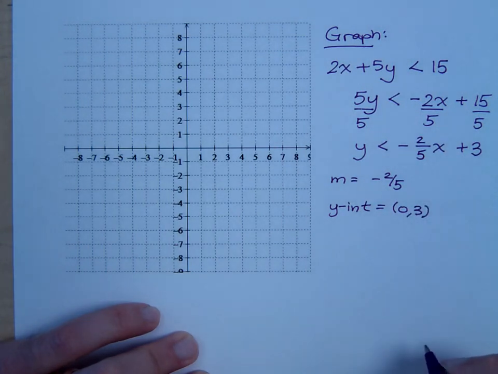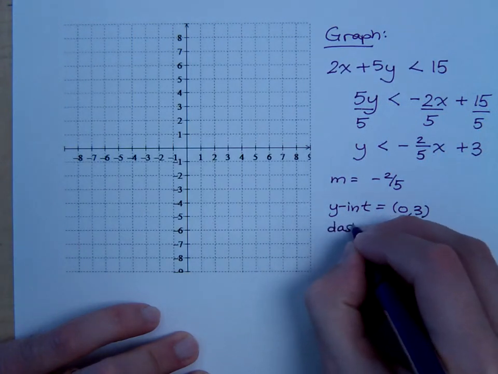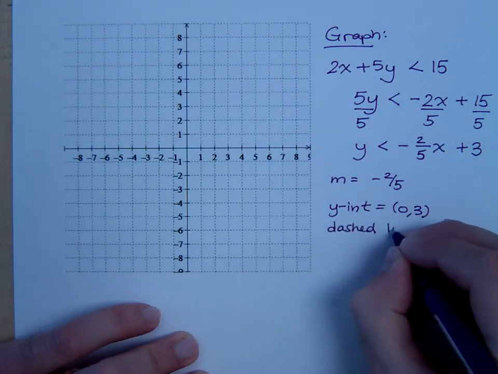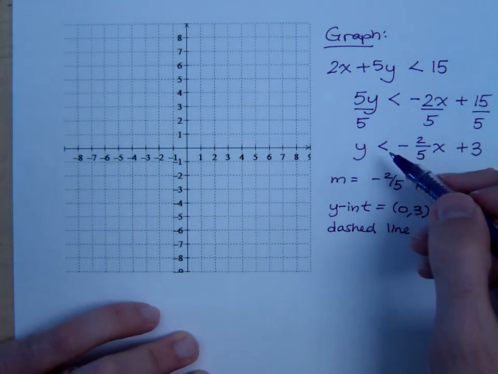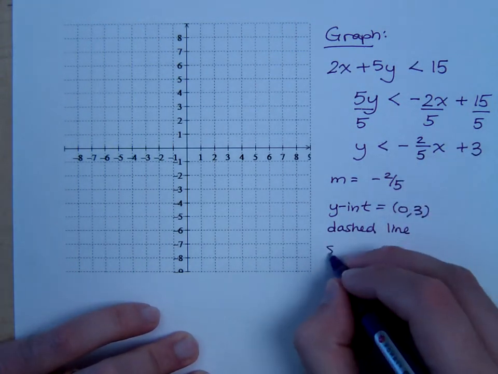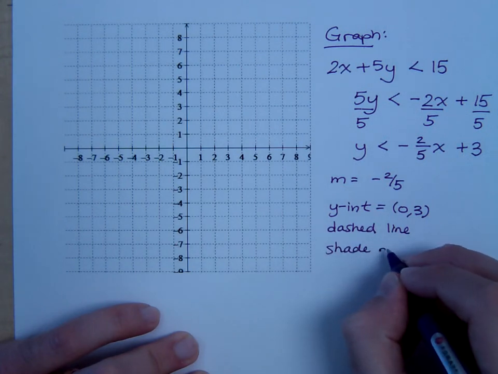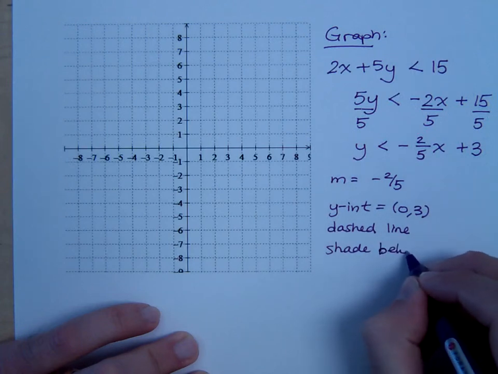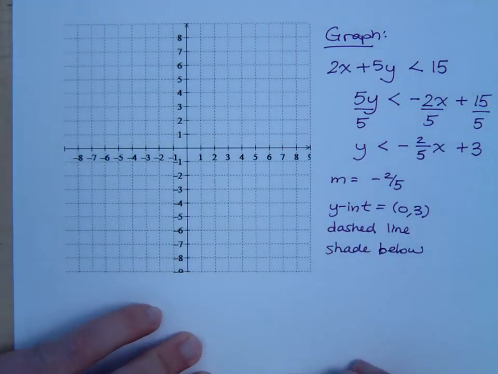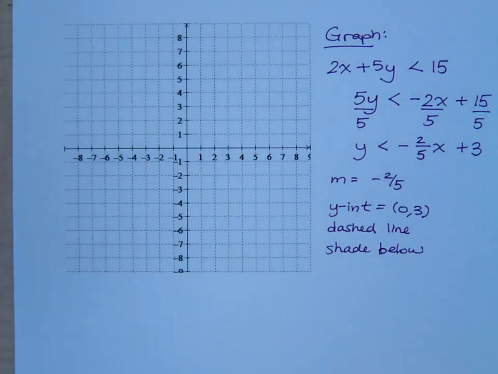Is it solid or dashed? Why is it a dashed line? Because it doesn't have the equal to component here. That means when you plot these points, they must be open circles. And you will shade above. It says y is less than, so that means shade below. Other questions about how we got each of these components? No?